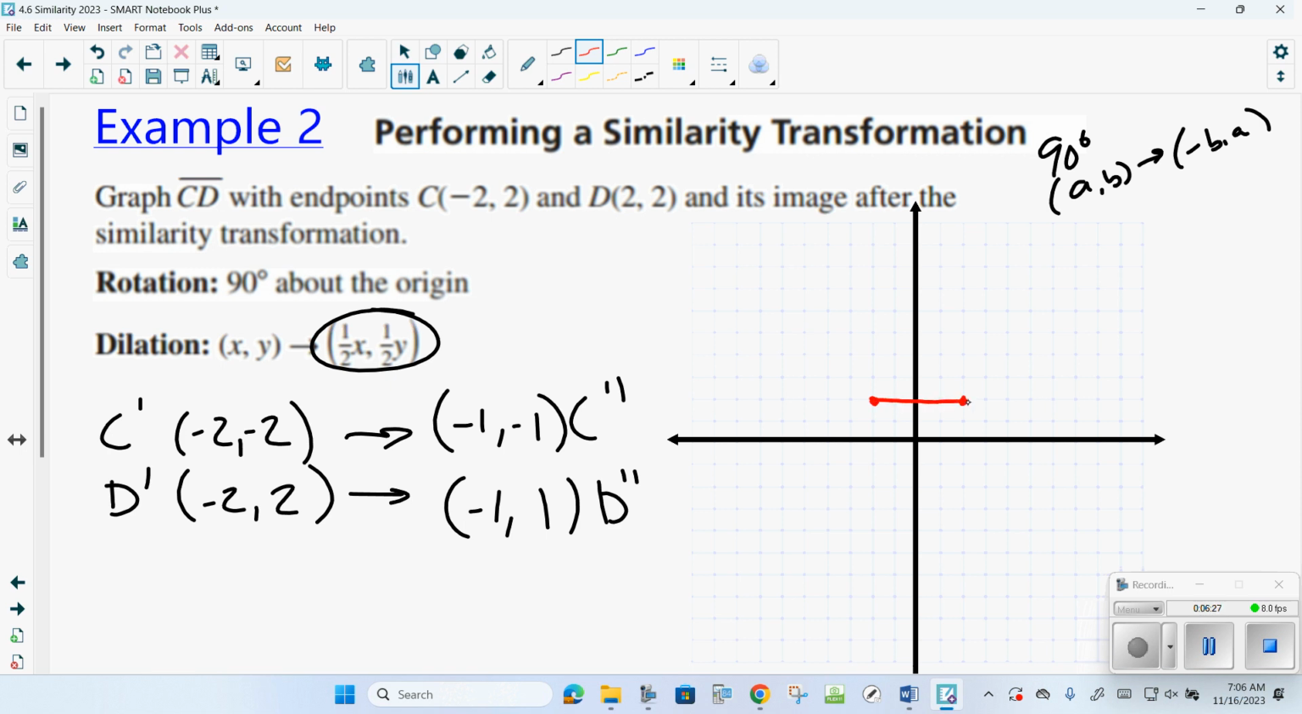So here's my original CD. Now, negative 1, and negative 1, positive 1. C double prime, D double prime. Questions? Make sure you talk to your teacher there.